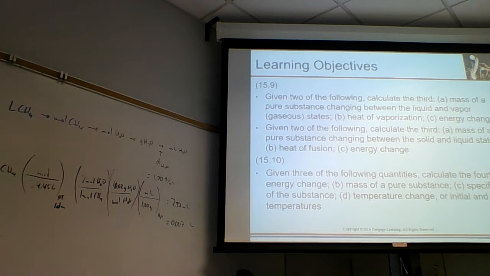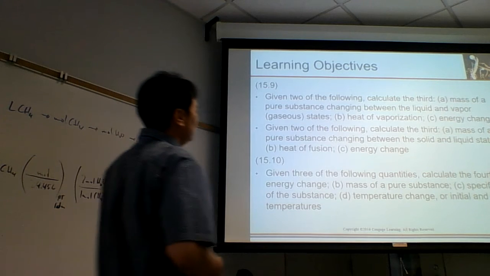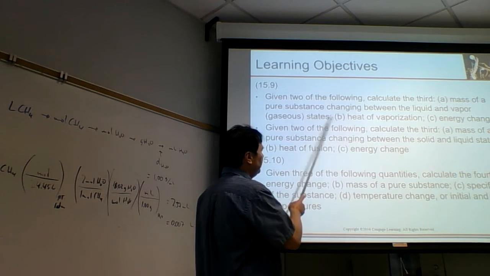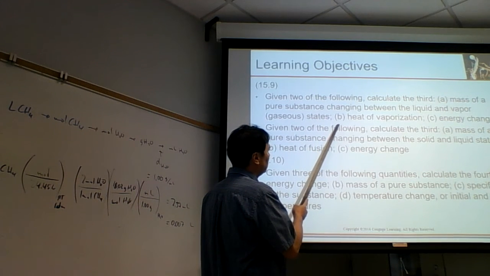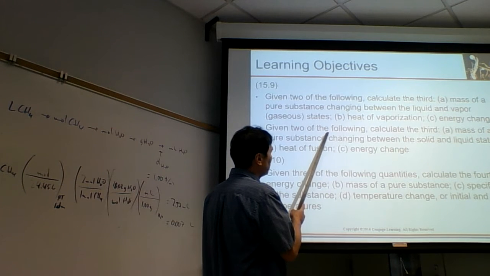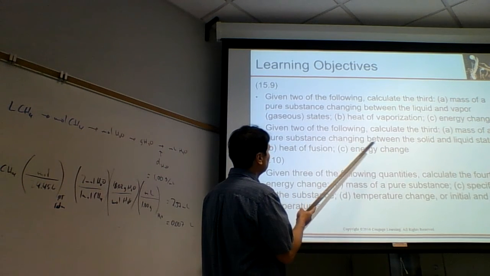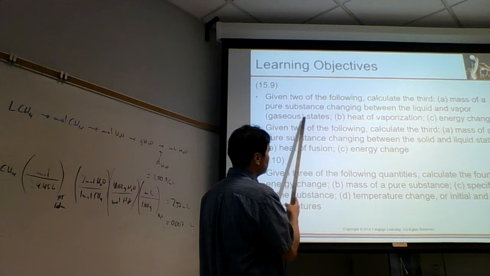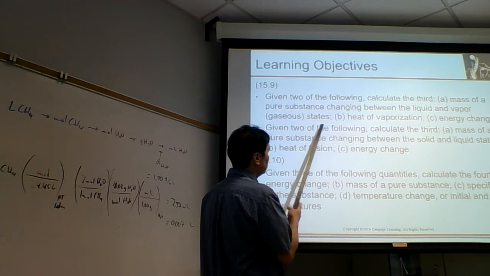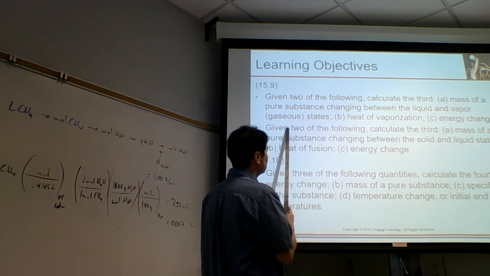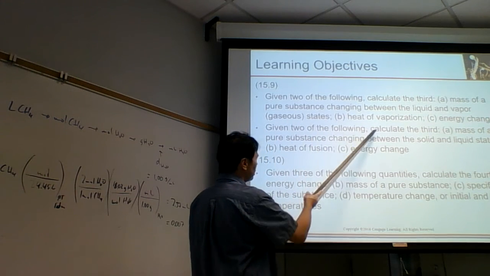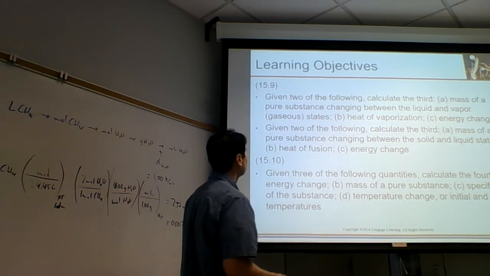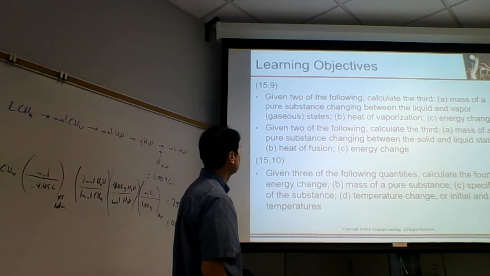15.9, given two of the following, calculate the third. So what we're going to do is look at what we call the thermodynamics of the heat that's involved in going from a liquid to vapor. In other words, we change states, liquid to gas, gas to liquid, solid to liquid, liquid to solid. All those involve energy changes. So we'll be looking at that.